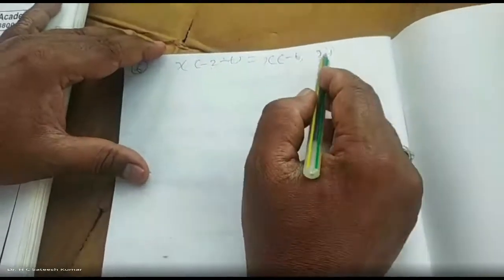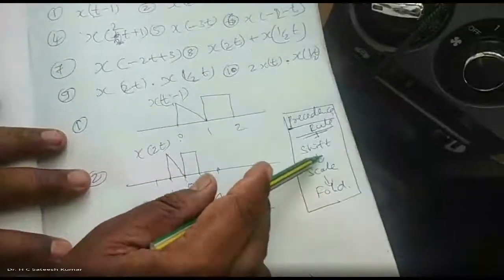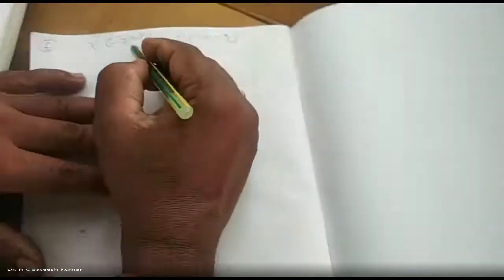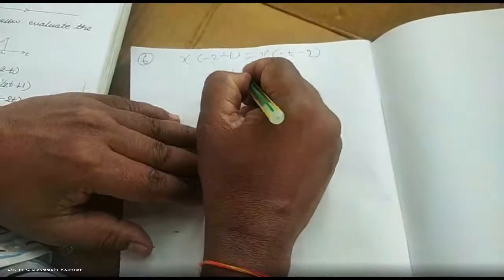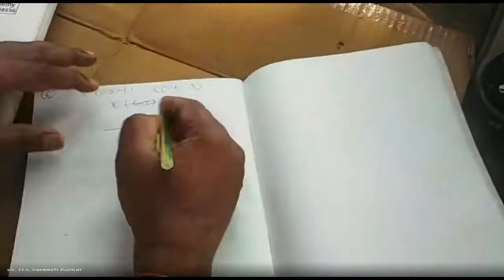First you shift it. Then scaling is not there, so fold it. See the order in the precedence rule: shift, then scale, then fold. Now scale is not there, therefore after the shift you do folding. So I'll shift it first, x of t minus 2. Before that, I'll rewrite the original signal for convenience.